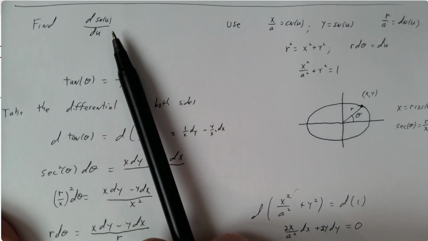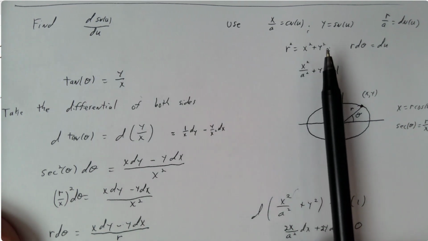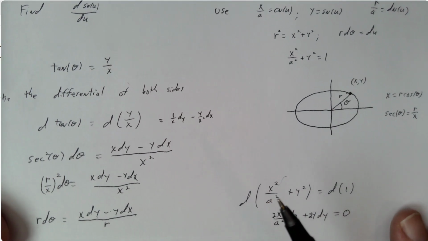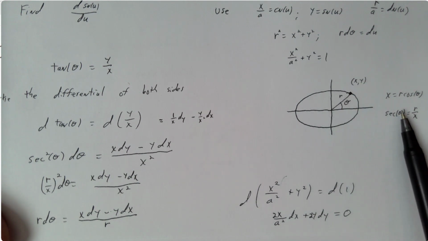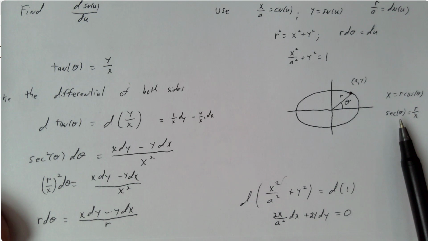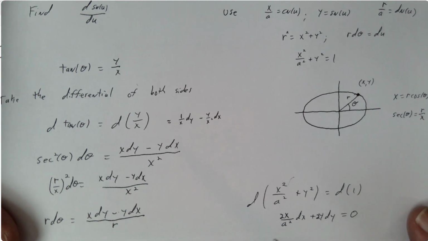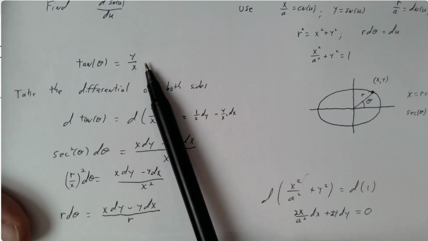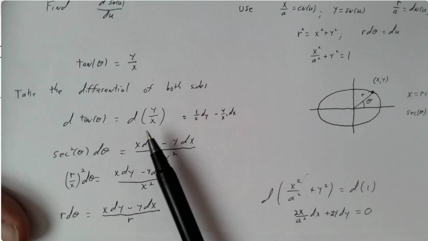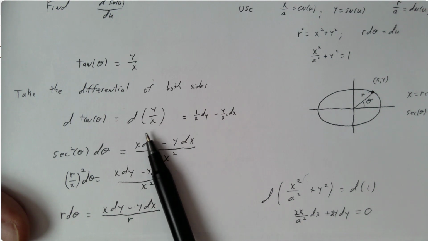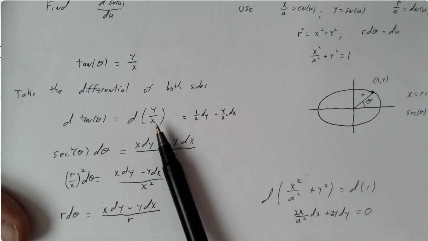So let's find the derivative of sn u. We're going to use our definitions that I rewrote right here. Notice that x is r cosine theta, so cosine is x over r, and secant, 1 over cosine, would be r over x. So what he does is he looks at tangent is y over x and takes the differential of both sides. So the differential of tangent will be the differential of y over x. Kind of a multivariable differential here.